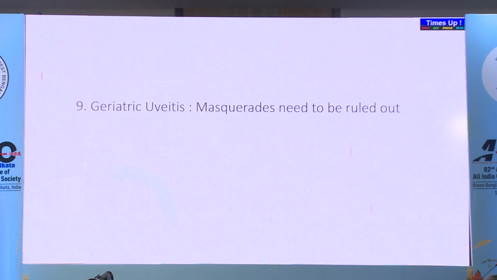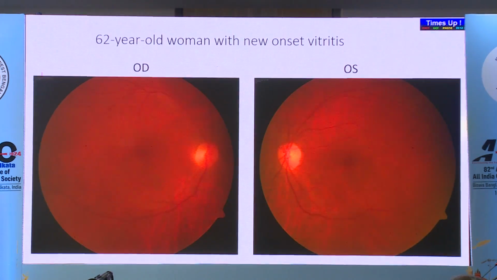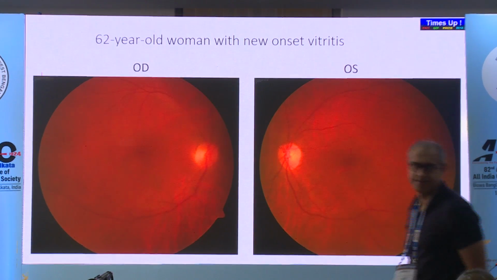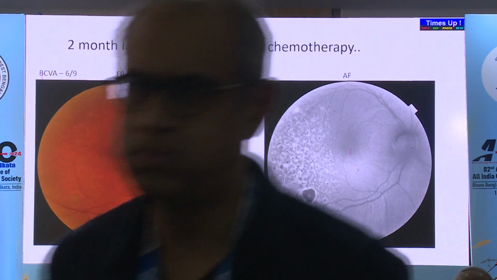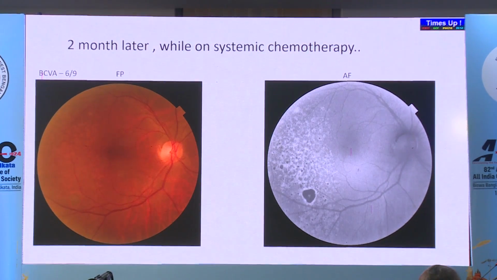If a person of 70 years comes to you with uveitis for the first time in the eye, don't ever think about it, just refer to the higher center, because autoimmune disease does not come for the first time at the age of late 60s or 70s. Example is this lady, some vitritis and autofluorescence shows this leopard skin, it is actually lymphoma.